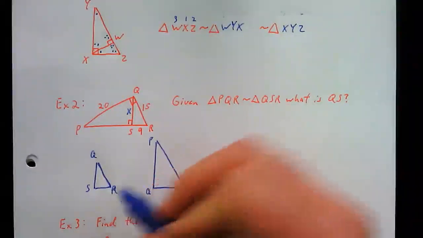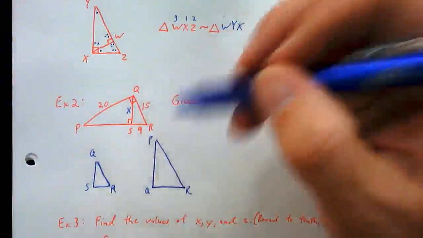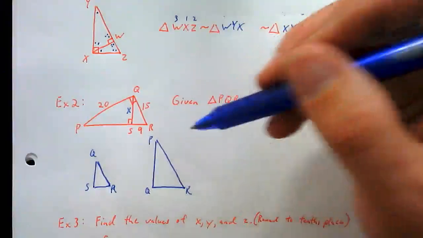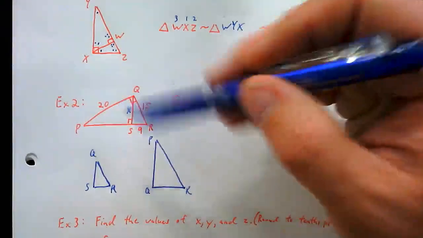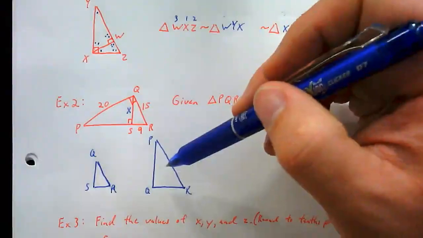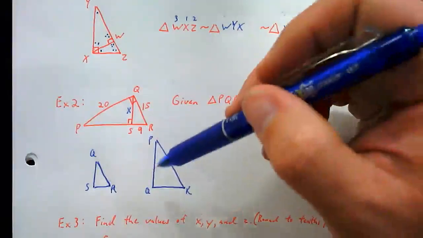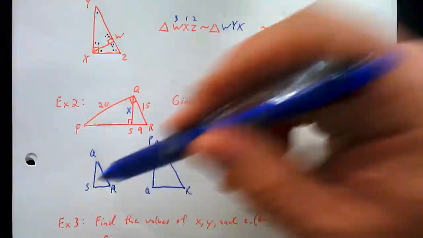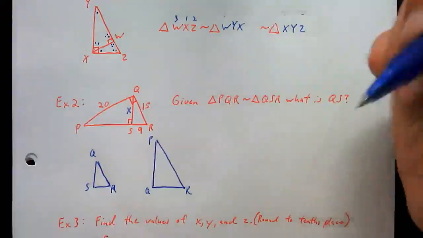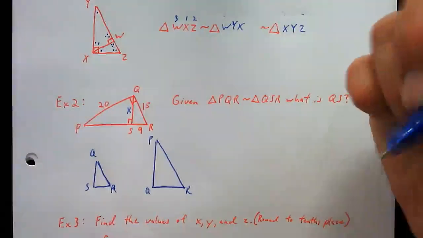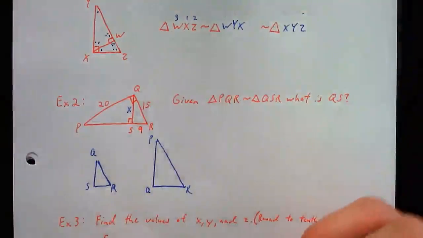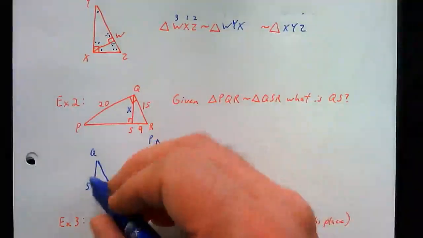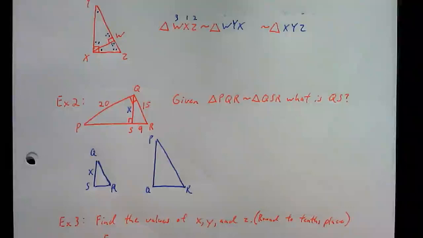So again, I drew them so that they look like these, but I also drew them so that they're standing in the same direction. So this one's been rotated and even reflected so that it looks like it's the same triangle in the same direction. That way it's easier to tell which ones are matching up. Now, QS is in one of these. This is QS right here. That's what we're trying to solve for.